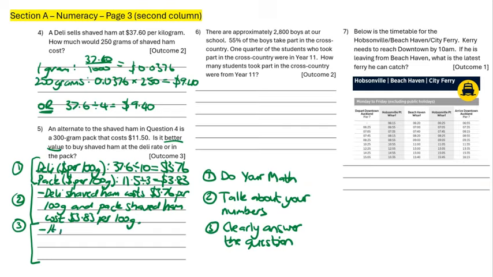So it is better value to buy shaved ham at the deli rate. I'll just leave a bit of a gap there to avoid the pause button. And then maybe in brackets, I'll just substantiate that. And in this case here, it was 0.07 per 100 grams cheaper.